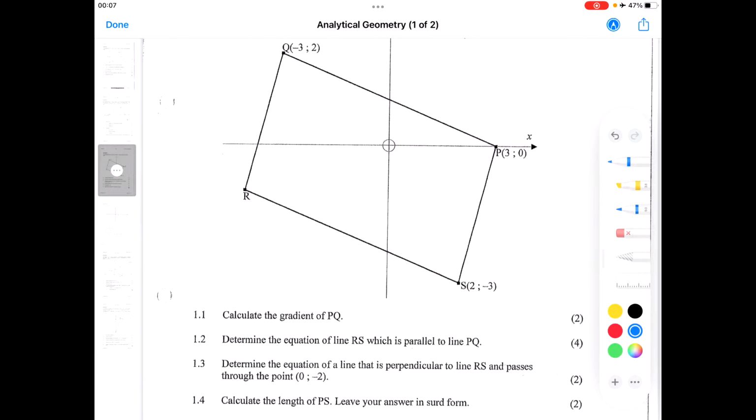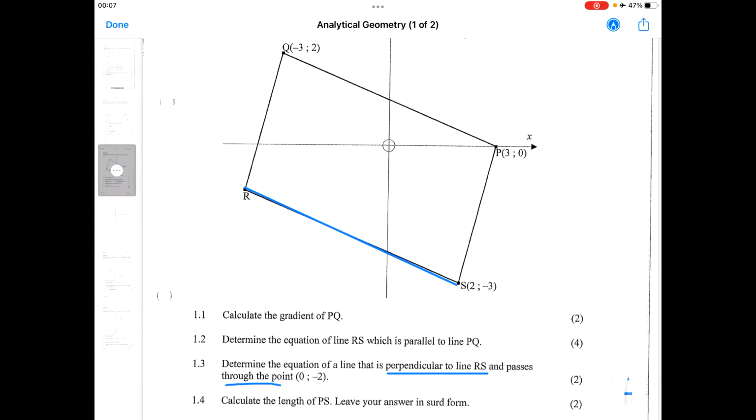And that line, it is perpendicular to RS. So this is line RS from R to S. This is a line. And now they're talking about a line which is perpendicular, obviously forming 90 degrees. But most importantly, that line is passing through (0, -2). So by estimation, I can say (0, -2) is somewhere at that point where x is 0 and y is on the negative side, and it's -2.